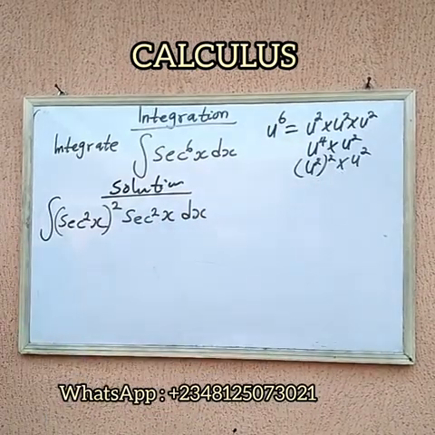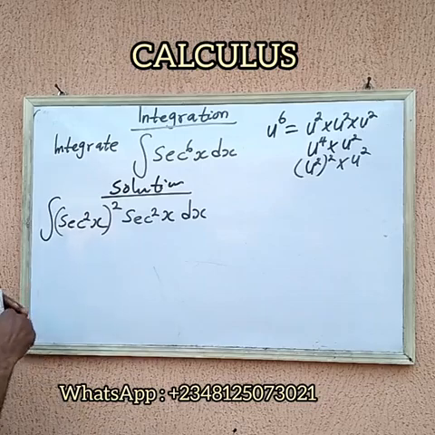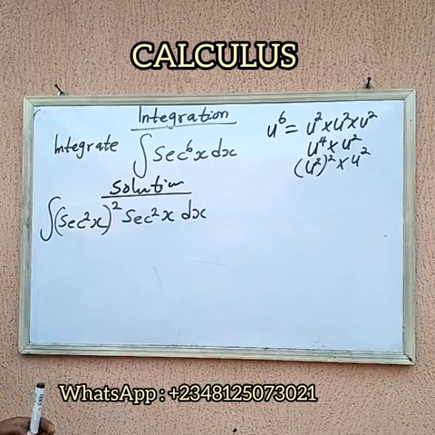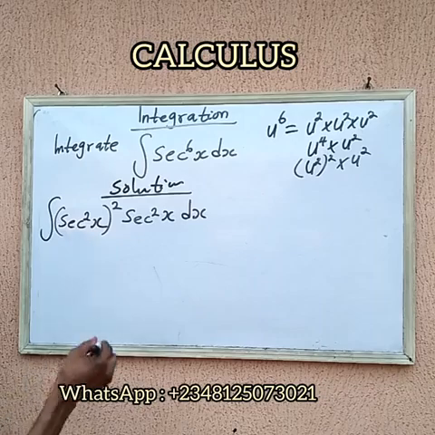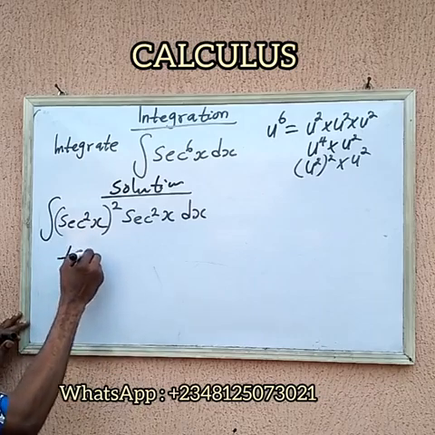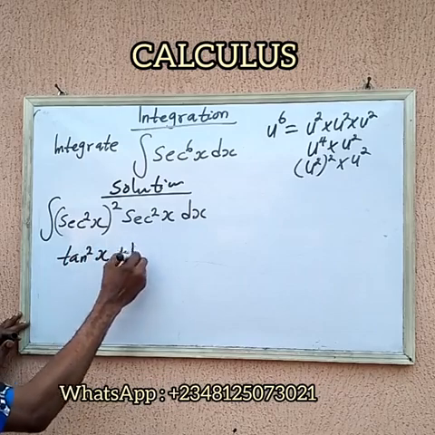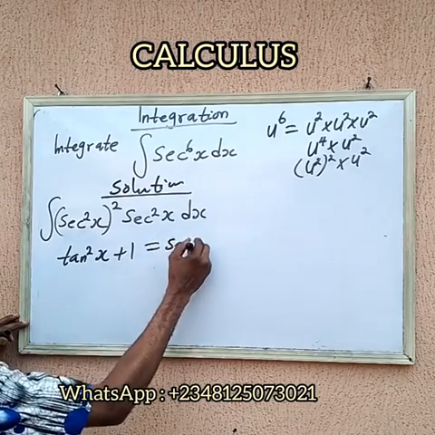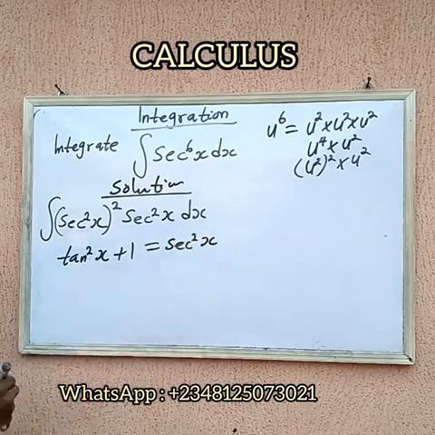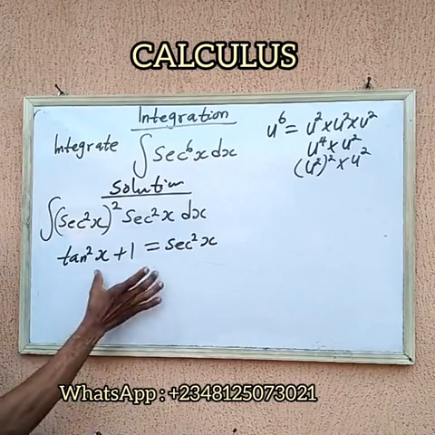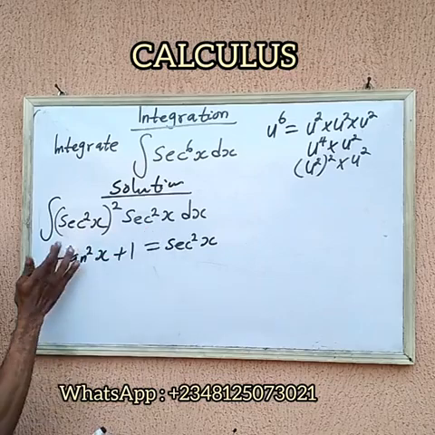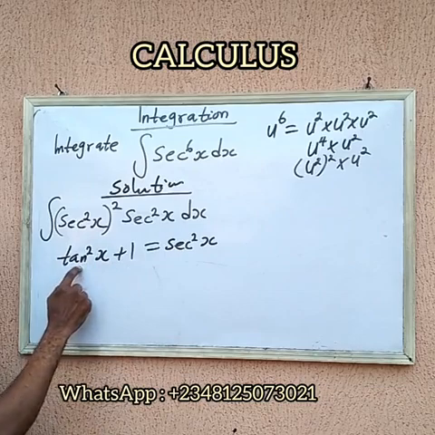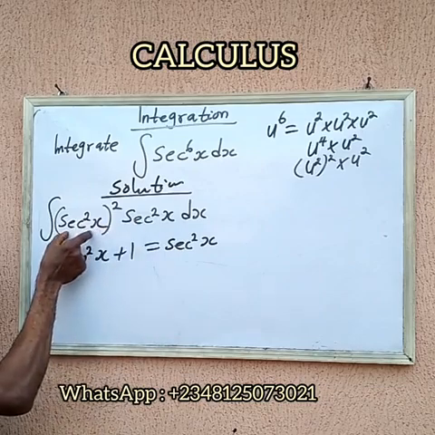Now, we are going to look for a way we can replace this one inside here. There is this trigonometric identity where we have tan square x plus 1 equal to sec square x. So I want you to go to your trigonometric identities. There is one identity that has this. So which means we can replace sec square x with this.